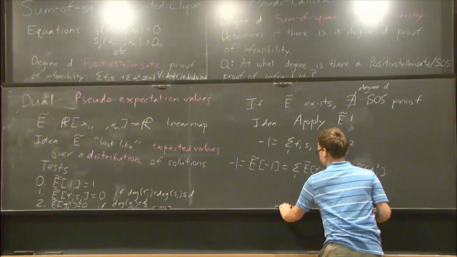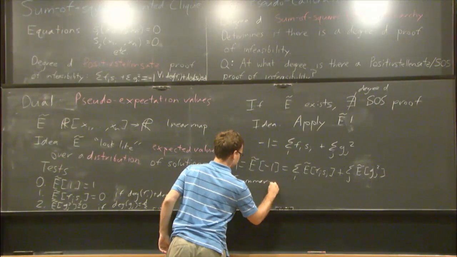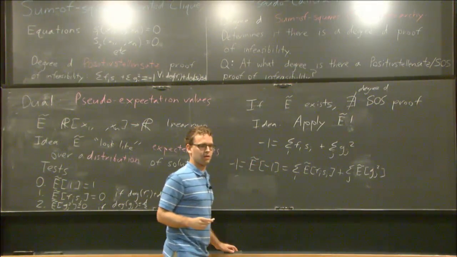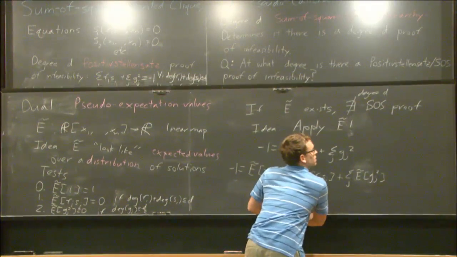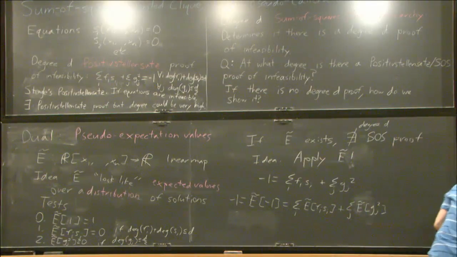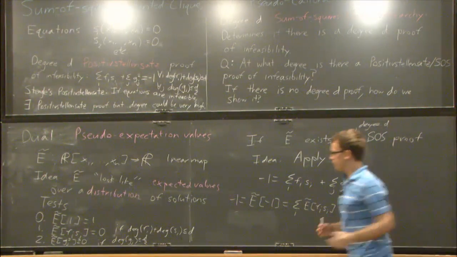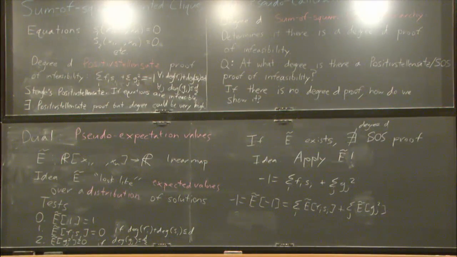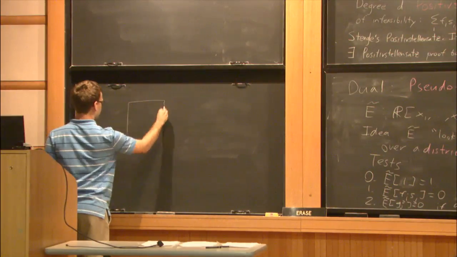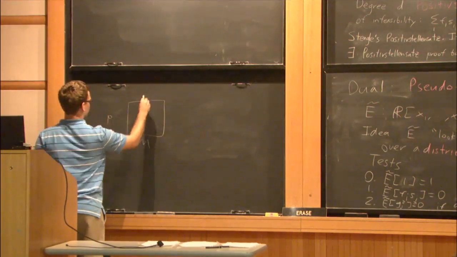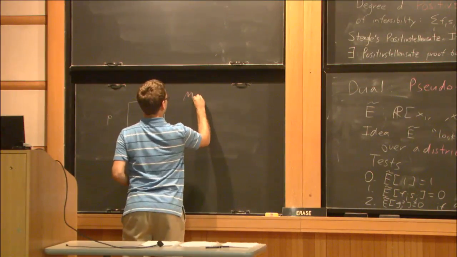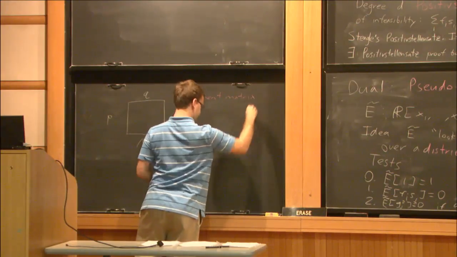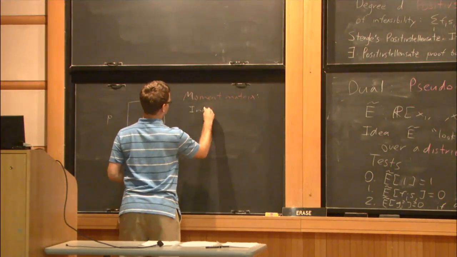Okay, so to summarize, by strong duality, it is an if and only if. Right, one more thing I should say before moving on: condition 2 can be expressed very nicely in terms of what's called the moment matrix. The moment matrix is indexed by monomials of degree at most d/2.